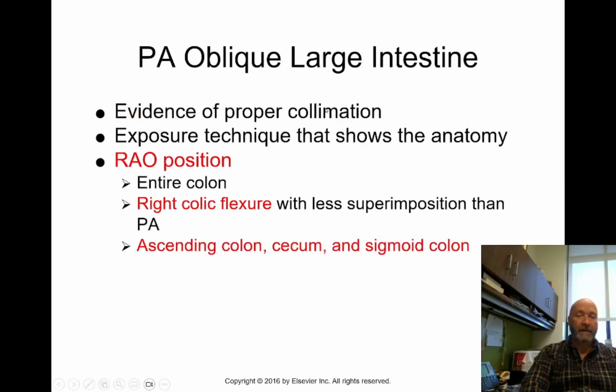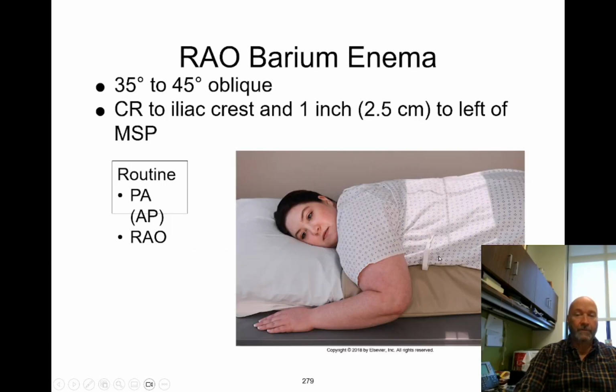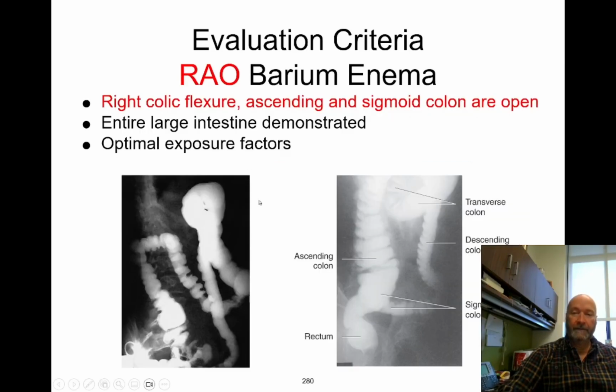So we want evidence of proper collimation, your right colic flexure open. Your ascending colon, your cecum, and your sigmoid colon should also be pretty well visualized. So again, 35 to 45 degree oblique. And this demonstrates exactly what I was talking about. So here we have the obviously open right colic flexure, hepatic flexure. Remember, the hepatic flexure is always going to be lower than the splenic flexure because the liver's so big.